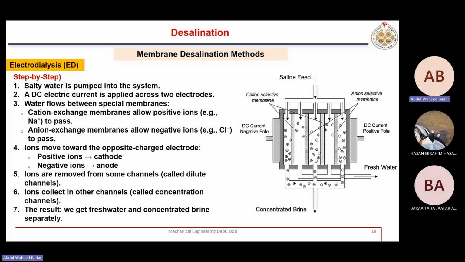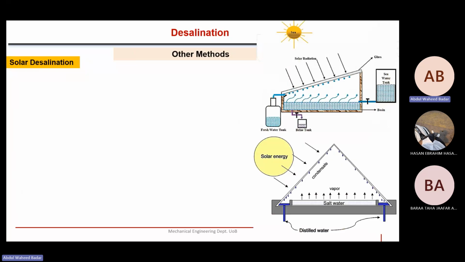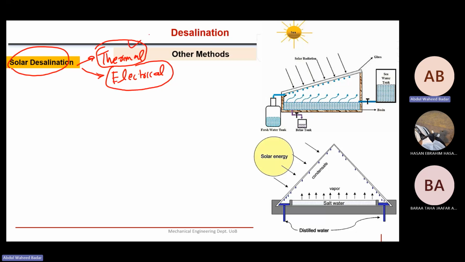So that is it. Let's go to the next method, a renewable energy method, which is called the solar desalination method. Here it could be both thermal or non-thermal, meaning we can produce electrical energy from a solar system, or we can convert this solar radiation to thermal energy. So here we can use both types, a thermally based desalination system or an electrical or force based desalination system.